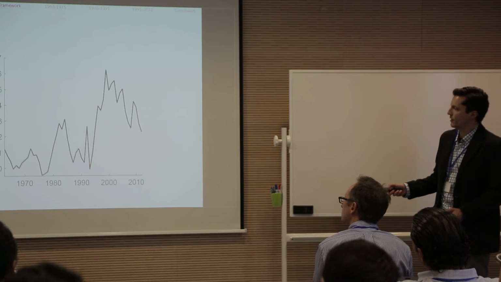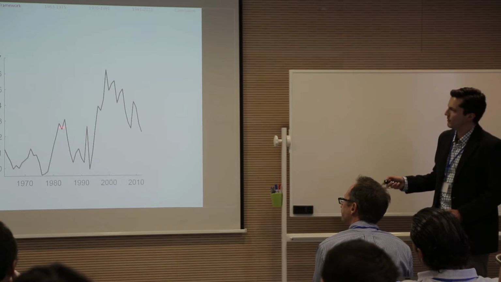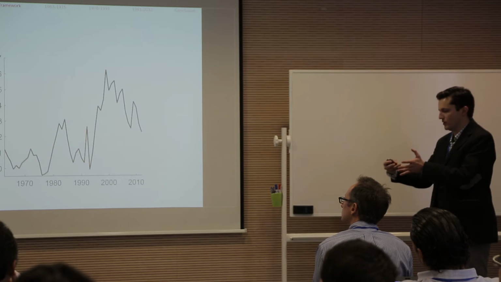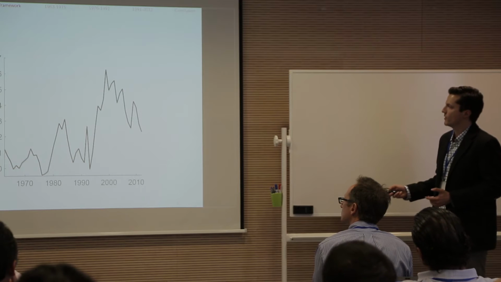So the three cycles that we identify are this one, and then this one. So they have become bigger. That also coincides with the government having become bigger.